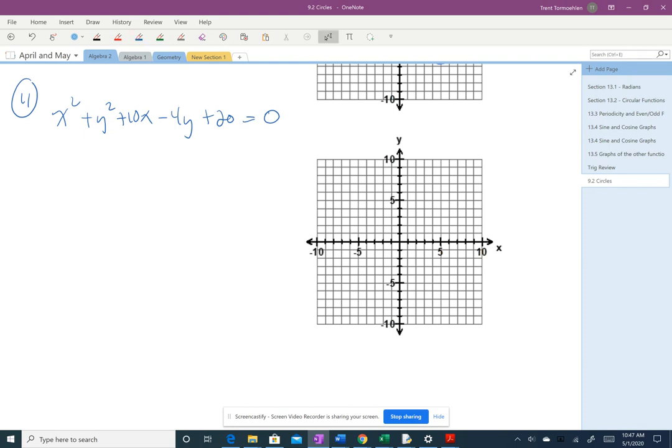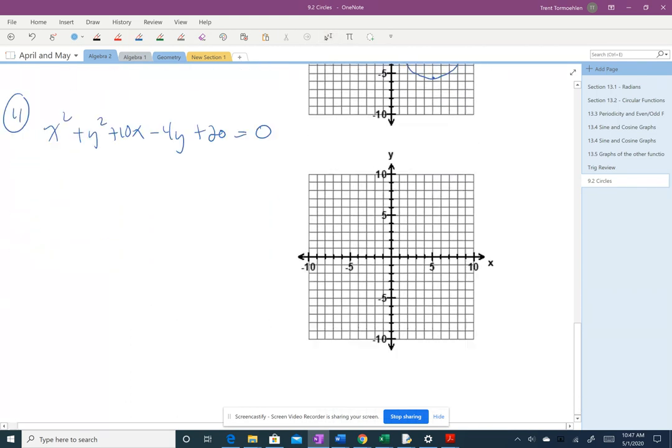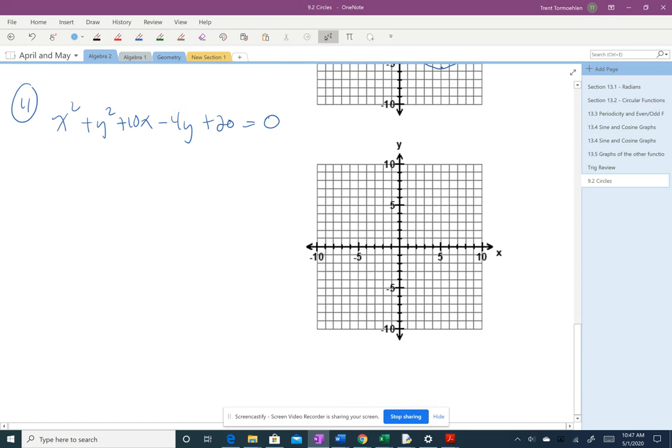Now, remember, looking back at the circle, it's got something squared plus something squared. So to be able to use what we've learned about this, we have to create these squares, which we've had experience doing, called completing the square. So what I usually do is go ahead and rewrite it. x squared plus 10x plus something is going to complete the square for the x's. And then y squared minus 4y plus something is going to complete the square for the y's. And then I've got minus 20 on the other side.